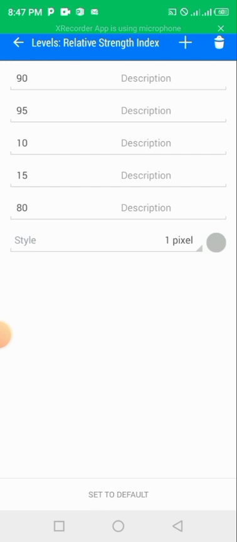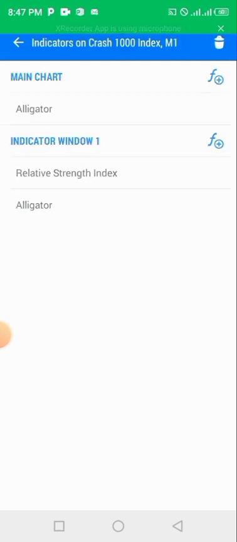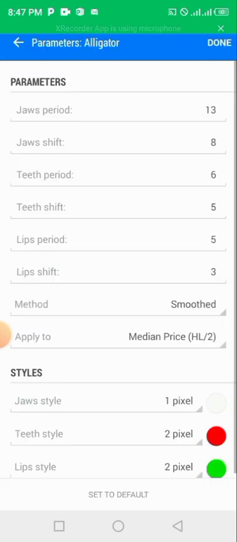The levels here are very important, guys. You have to add the levels. The levels here are 90, 95, 10, 15, 80. It's important because it's actually going to tell you where to exit the trade or where to place your trade. After that, you click on done. The last indicator will be the alligator. Still like the first one, just screenshot it, guys, and install it on your own chart. After that, you click done.